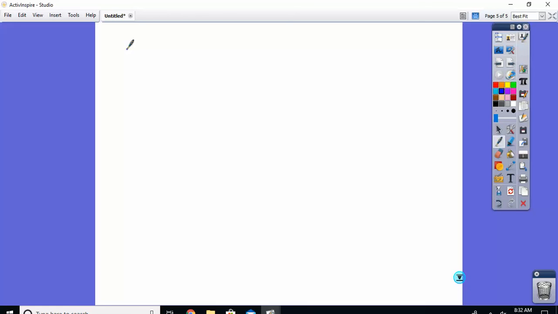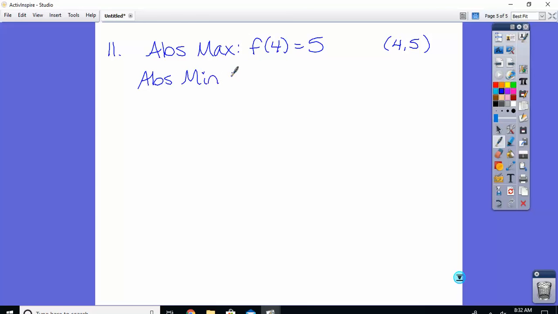Number 11, let's just make sure we got those right. So your absolute max, the absolute highest point on the graph is where? F of 4 equals 5. Or you could write it as an ordered pair, (4, 5), I don't care. The absolute min, the actual lowest point on the graph. If you look at your graph, the lowest point happens at the very end, but what's true about it? It's an open circle, so that means if it's open, there is none. You don't actually have an absolute min here.